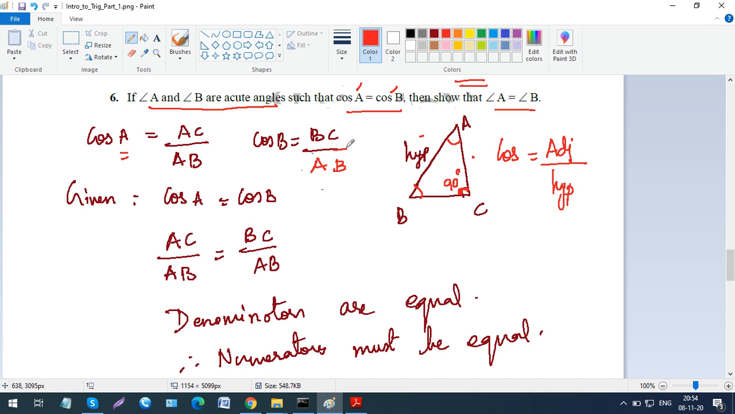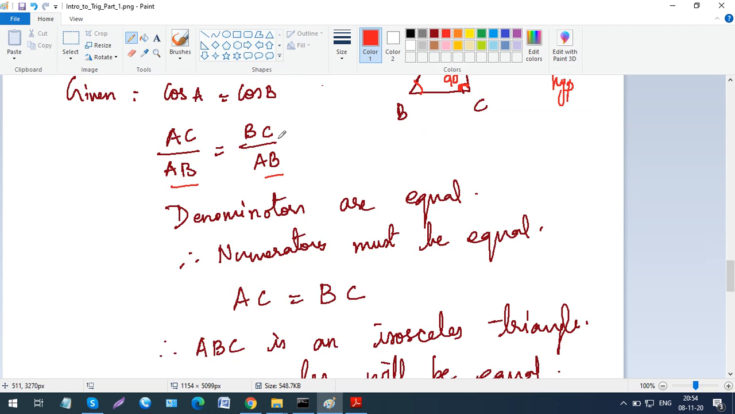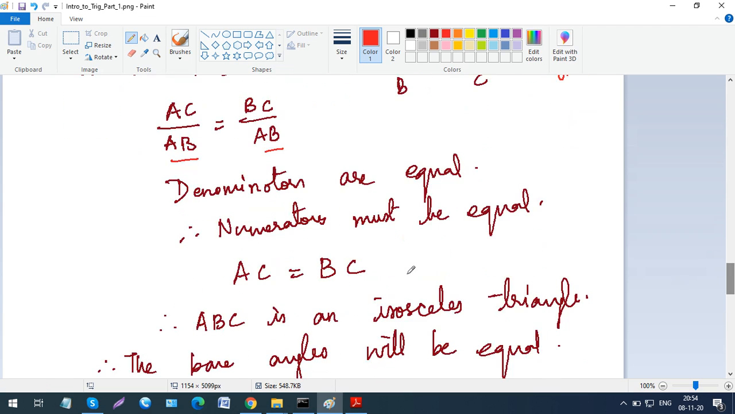Hypotenuse is AB. Now cos A and cos B are equal, they are saying. So AC by AB should be equal to BC by AB. Now you can see that the denominators are the same, AB and AB. So obviously the numerators have to be the same. So AC is equal to BC. That's what we have got.